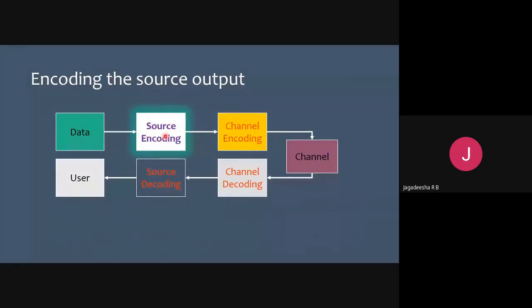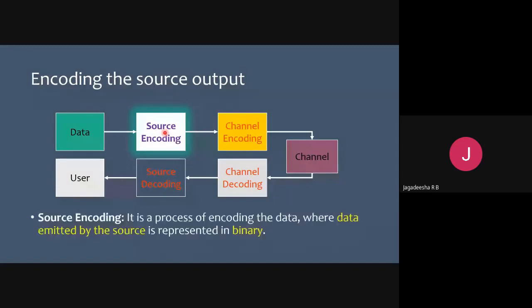They will always try to represent the data by different bit patterns, and these bit patterns must be good enough, or intelligent. So right now, I will move on to the definition of source encoding. What is source encoding? It's a process of encoding the data where the data emitted by the source is represented in binary. That is what I mentioned, right?